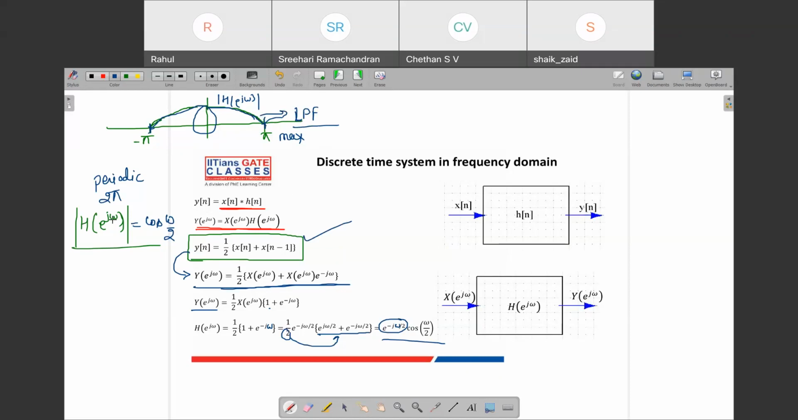So you have to take that, calculate the H of e to the power j omega, and then see how it looks in the frequency domain when you plot it. Okay. So whether it's low pass or high pass.